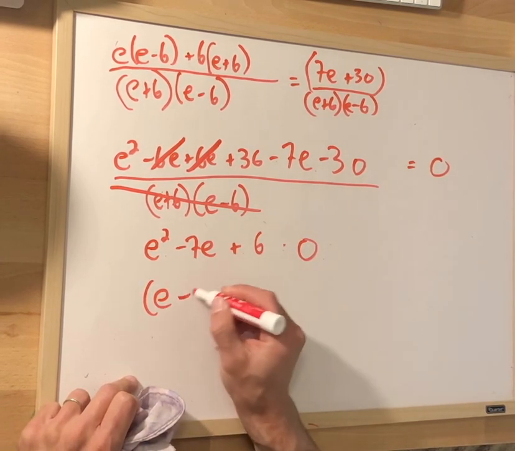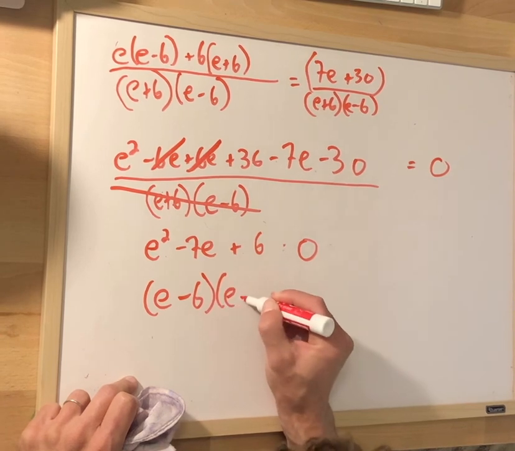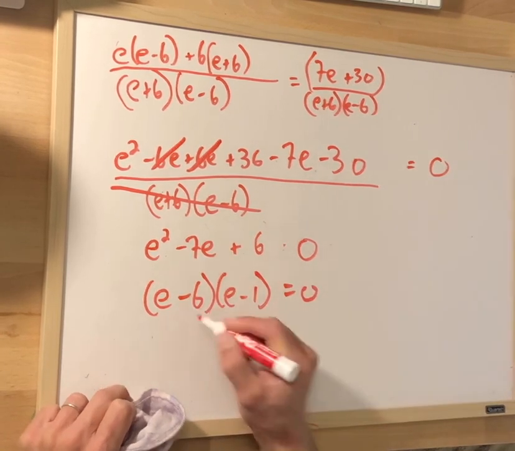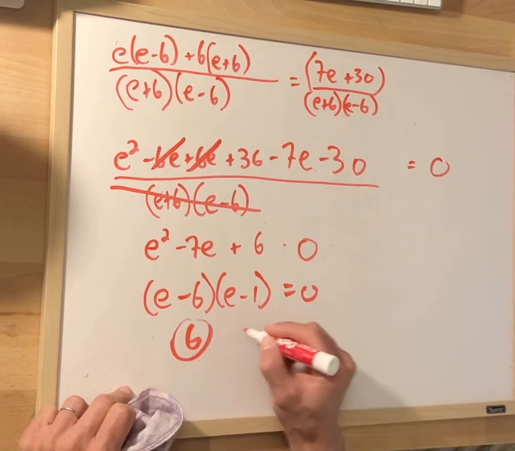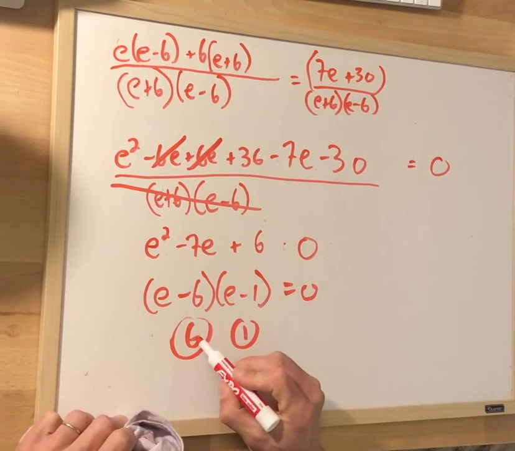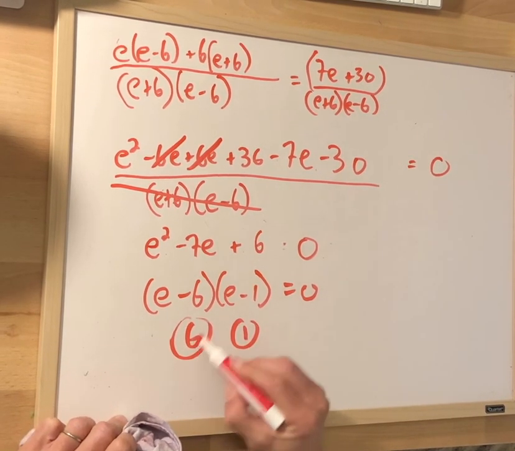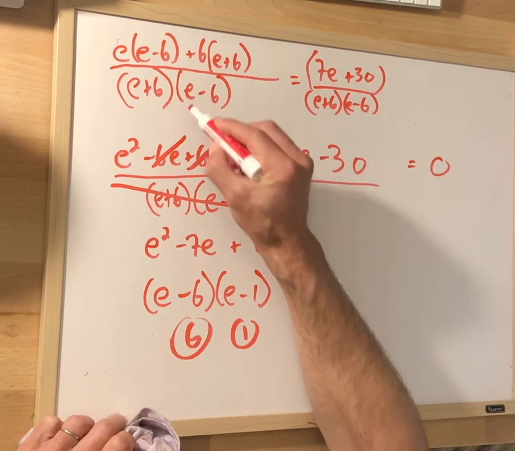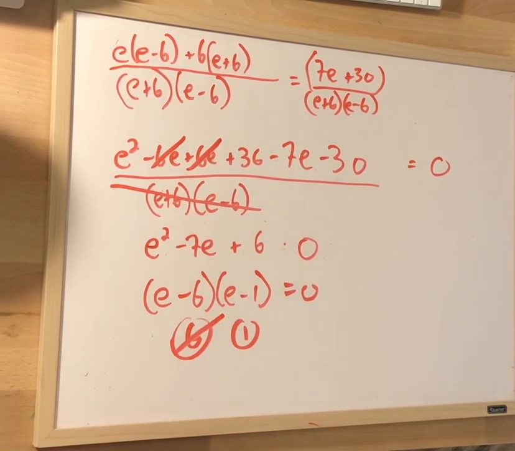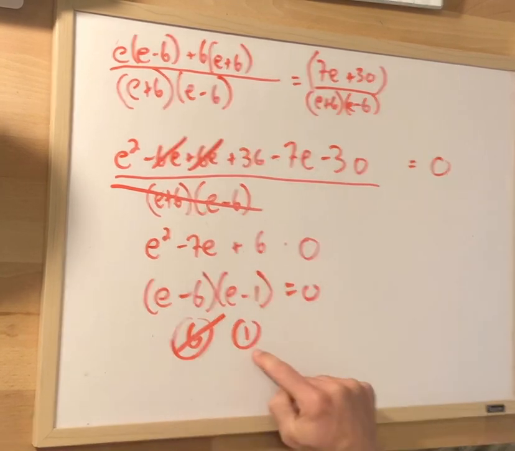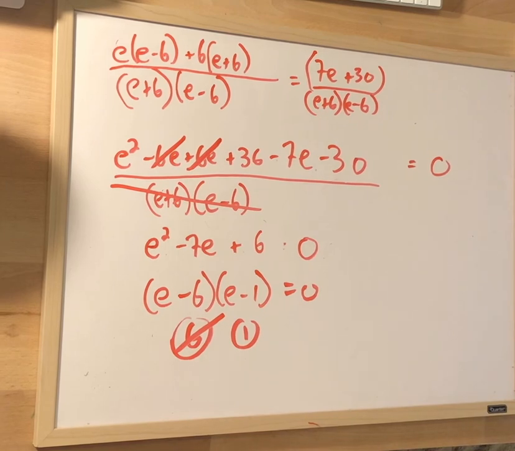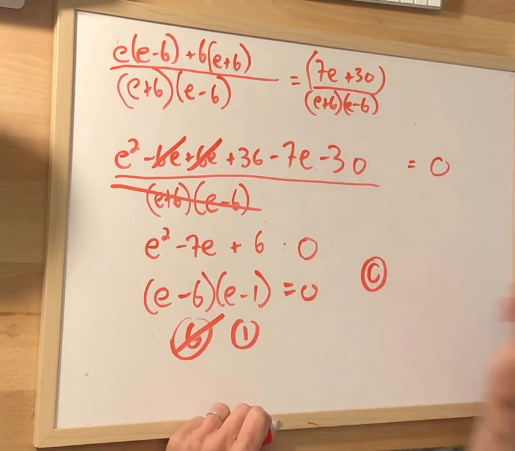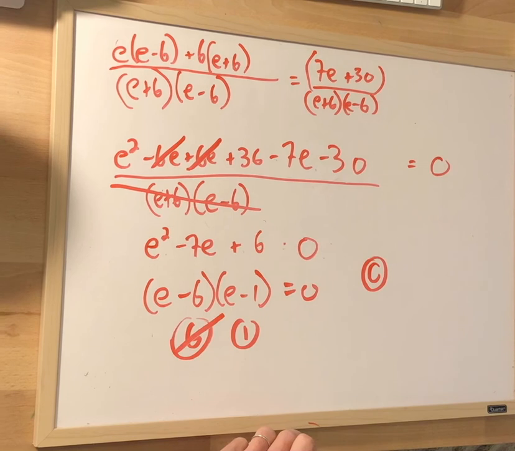This is going to be e minus 6 times e minus 1 equals 0. I get an answer of positive 6 and positive 1. But this is an extraneous solution, because if I plug this 6 back into my original denominator, this is going to give me a denominator of 0, which I cannot have. That's why the only answer is 1 for number 6, which is C. All right. Now for number 7.